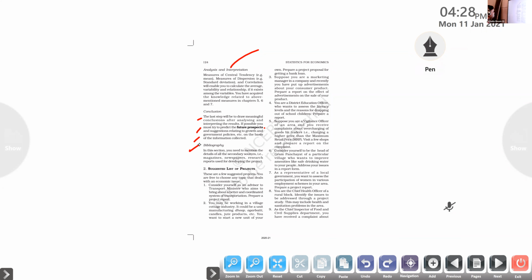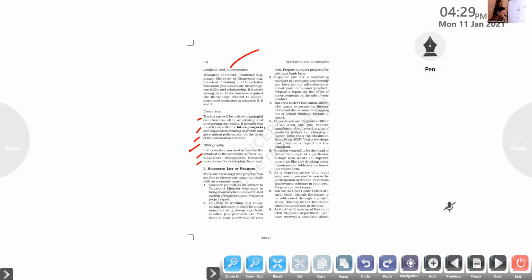In this section, you need to mention the details of all secondary sources, not the primary, but secondary sources. That is the reports that you collected from magazines, newspapers, research reports, that you used to write your project. You are writing a project there.